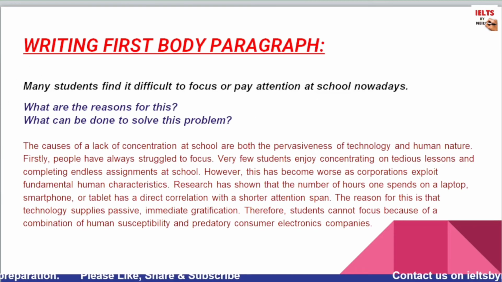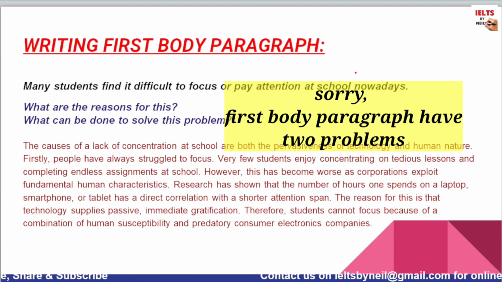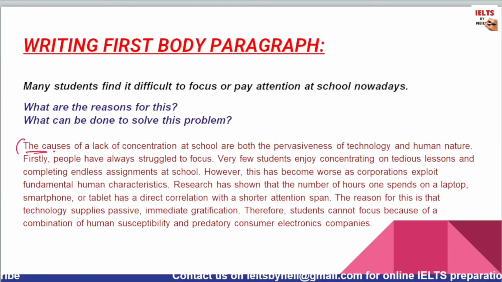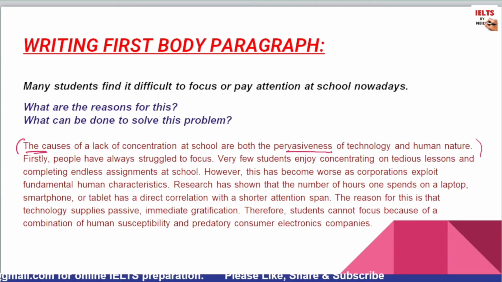Now let's see how to write a body paragraph. As I've told you, the first body paragraph will have two problems. So first of all, this is stating of the problem, that is, the causes of lack of concentration at school are both pervasiveness of technology and human nature. So these two are the problems, this one and this one. Now I'm going to develop both the problems here.